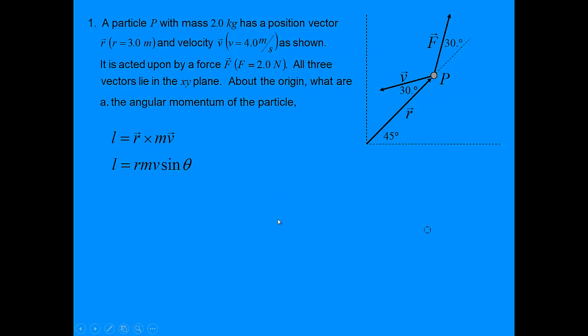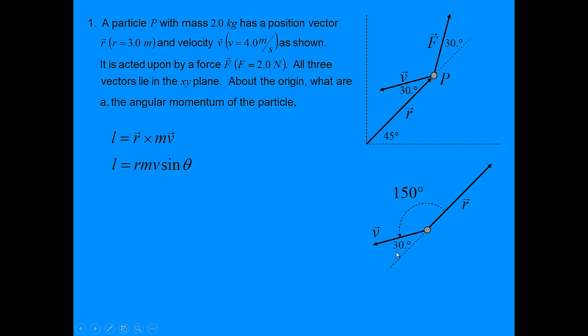So let's draw this out. If that's the particle, here's r, but we have to draw it tail to tail, so there's v, and that's 30 degrees, and there's r. So theta is actually 150 degrees. Now, if we plug 30 degrees in, would we get a wrong answer? Well, if you know trig, you know that the sine of theta is the same as the sine of 180 minus theta. So in other words, the sine of 150 is the same as the sine of 30.